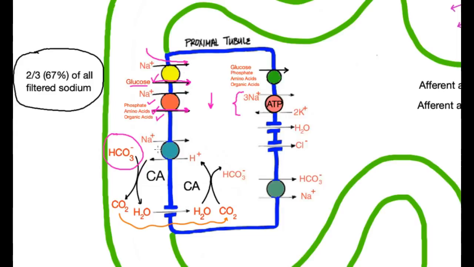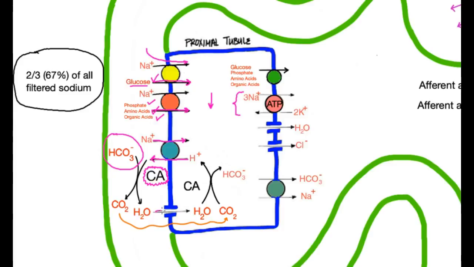Here's how the proximal tubule does it. There's a sodium hydrogen ion antiporter. Sodium will move into cells. Remember, there's a chemical gradient. A proton is pumped out. And so in the presence of carbonic anhydrase, which is right here, sitting at the brush border of the proximal tubular cell, a proton and a bicarbonate will combine to form carbonic acid, and then carbonic anhydrase will facilitate the conversion of that to CO2 and water.